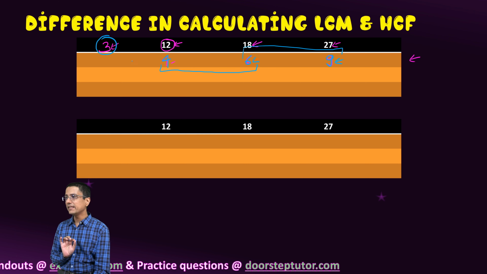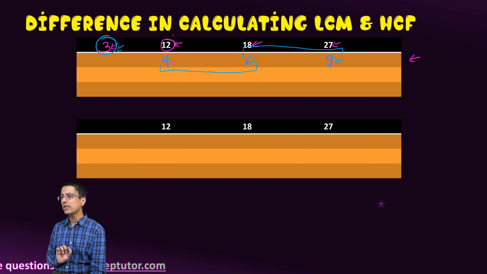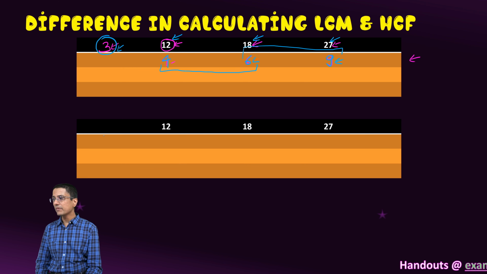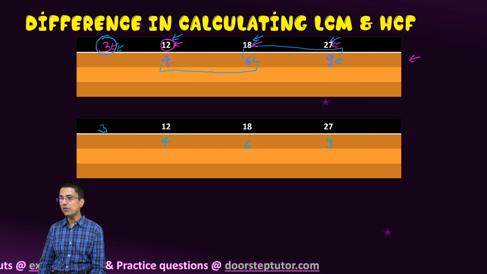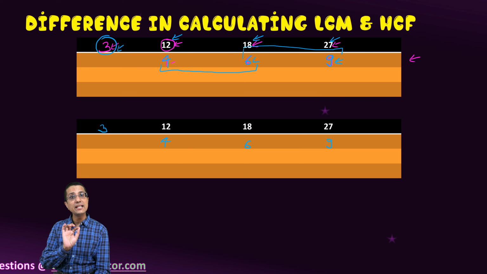Key being that a number is written here, and the division is done, only when it divides each of the numbers here. For LCM, the first step is the same. So we divide using the 3. So we get 4, 6 and 9. After that also the division continues as long as we are able to find a factor which is common to at least 2 numbers.